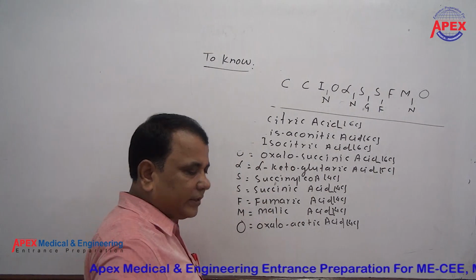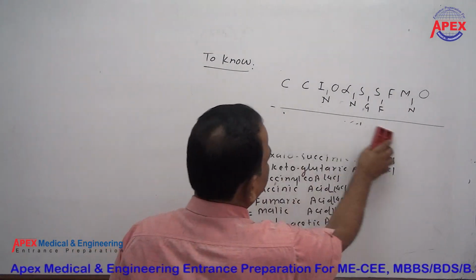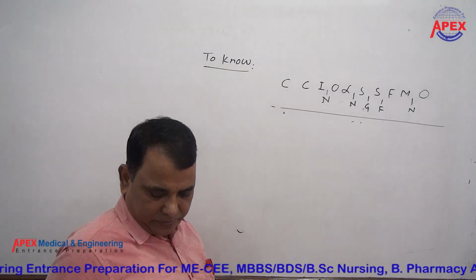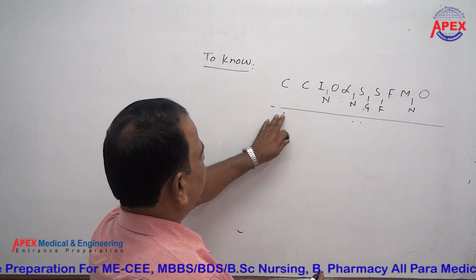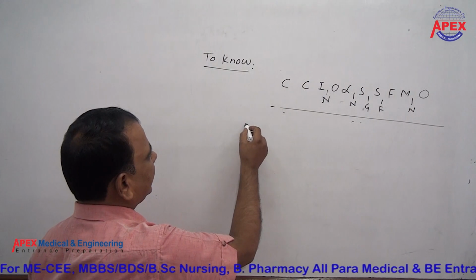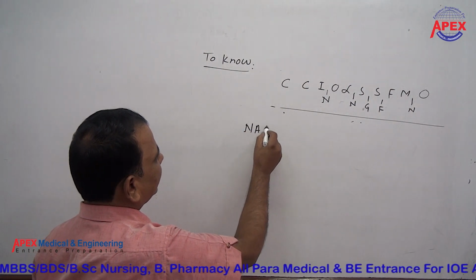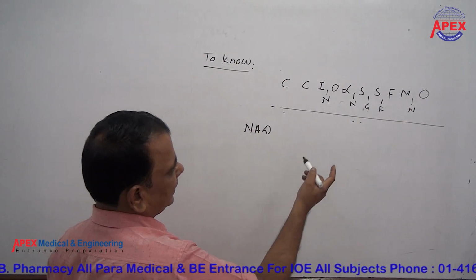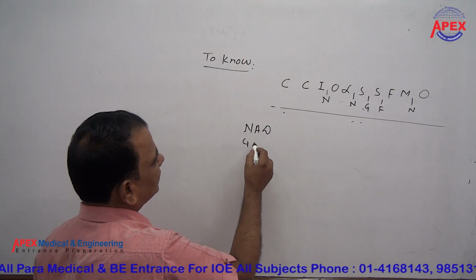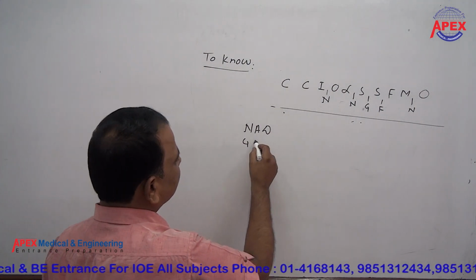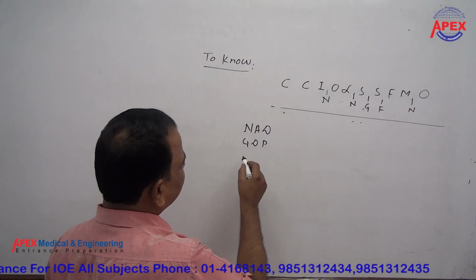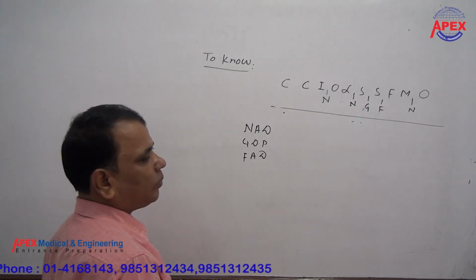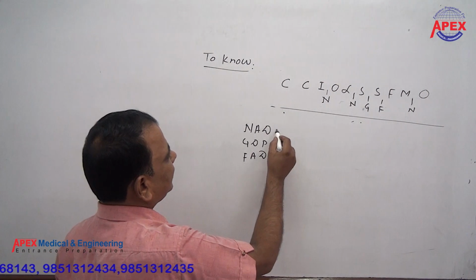So there are some points also here. What are they that you have to know? One is NAD, right? To know NAD. Other is NADP or NAD. Other is G. G means GDP. And other is F, F means FAD, right? 3 points that you have to know here.